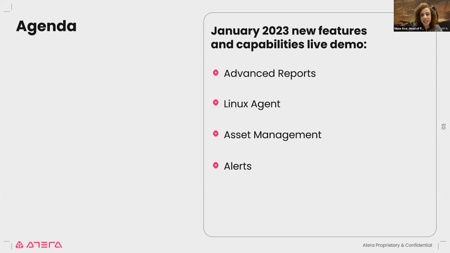What are we going to cover today? Jason, some exciting things from January. We've got some new features and capabilities and, like I said, a live demo. What are you going to walk us through today? Today we're going to go through advanced reports, the Linux agent, which was released, I believe, yesterday, asset management, and a bit of a customization to our alerts page. I think you can all be very excited about that.